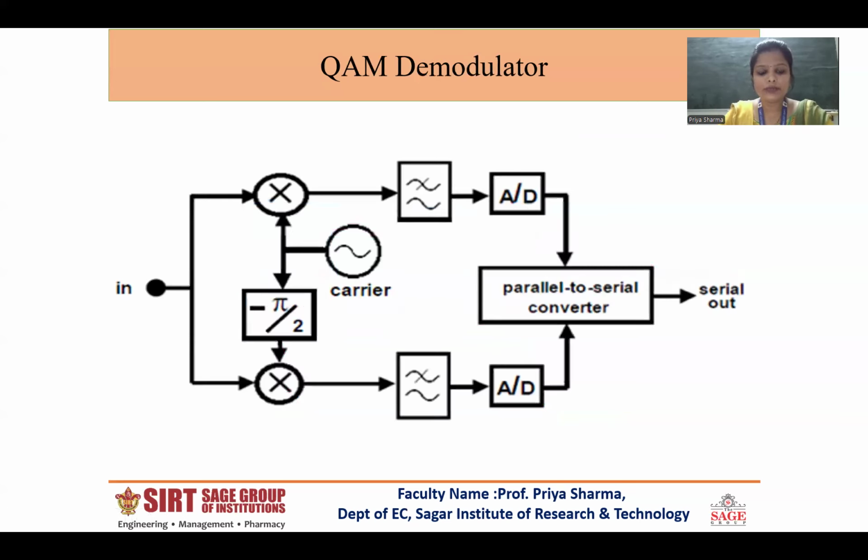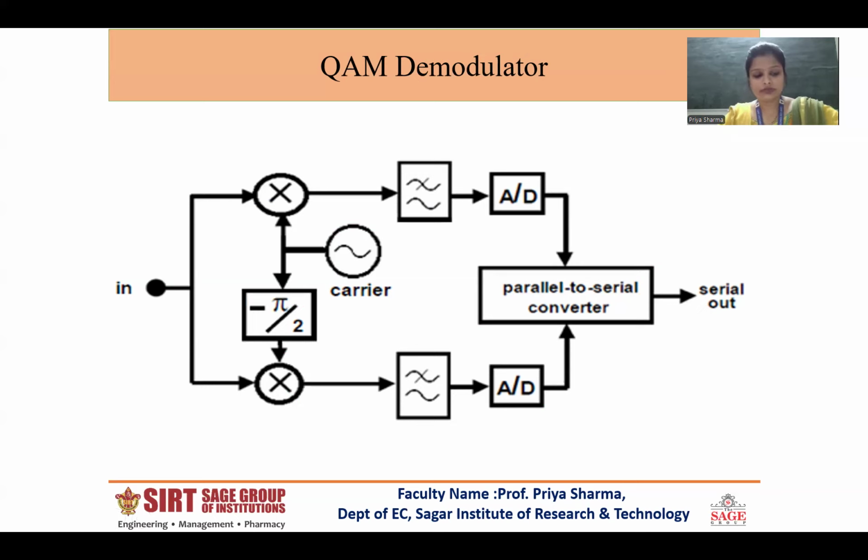Now coming to the demodulator of this. It consists of two balanced modulators and a carrier is applied, one at 0 degrees and one shifted by pi by 2, that is 90 degrees. Then it is passed through an integrator and a low pass filter. Then it is passed through an A to D converter, and finally a parallel to serial converter produces the original output of our message signal.